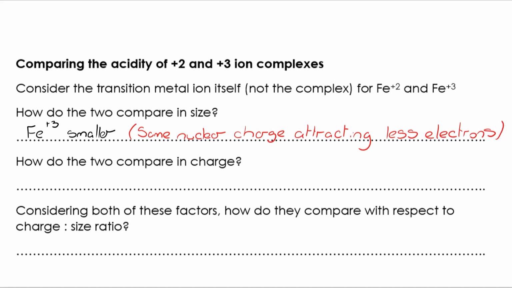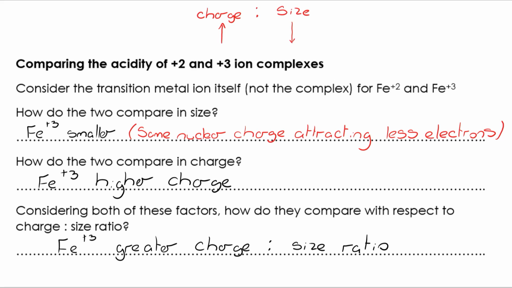The second question, hopefully much more straightforward. How do they compare in charge? Well, the Fe3+ has a higher charge than the Fe2+. Not really a lot more to say on that. Now, what we then need to do is consider charge to size ratio, and this is what's going to be really important to us. And I've put this at the top actually so you can see, with the Fe3+ it has a higher charge and it has a smaller size, so it has a greater charge to size ratio. That's the Fe3+ ion compared to the Fe2+.